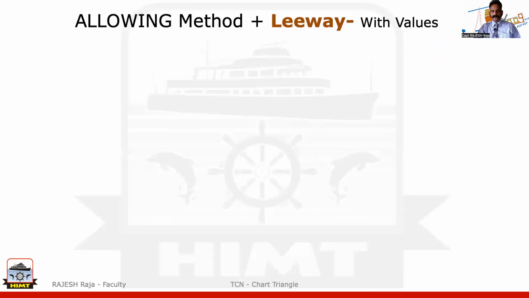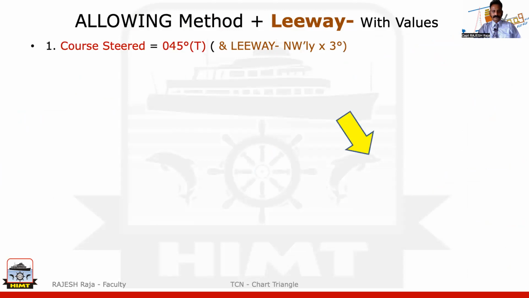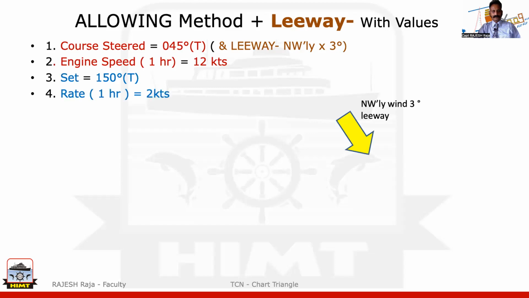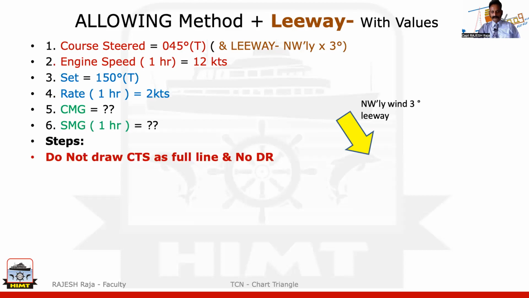I'm going to quickly redo the same thing I did a couple of slides back, but with some values. So I'm giving you course steered 045, leeway northwesterly 3 degrees. Engine speed 12 knots, set 150, rate 2 knots. So how do I proceed? The example is exactly the same, only with values.